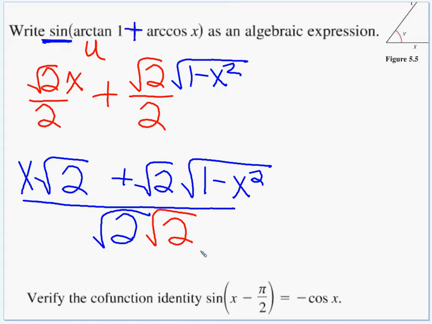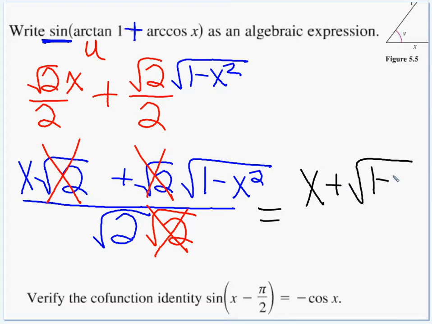Now that we've written it like this, we could simplify. We could factor a root 2 out of the numerator, cancel it out of both numerator terms and out of the denominator. So another way to write this, an alternate way, would be x plus our radical, 1 minus x squared, all over the root of 2.